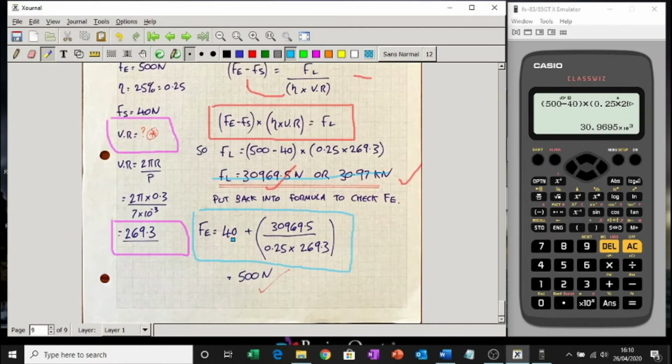So that's what I've done there, look. I'm pretending I don't know what the effort is. We know it's 500, but so Fs is 40. My load is the number I've just worked out. That's my velocity ratio, and that is my efficiency. So if I put that back in and I get 500, which I do, then you can be happy that you're roughly right. There's one way of just checking numbers. So I'll just do it. That divided by 0.25 times by 269.3 plus the 40 gives me that 500. So I'm quite happy that that is correct.